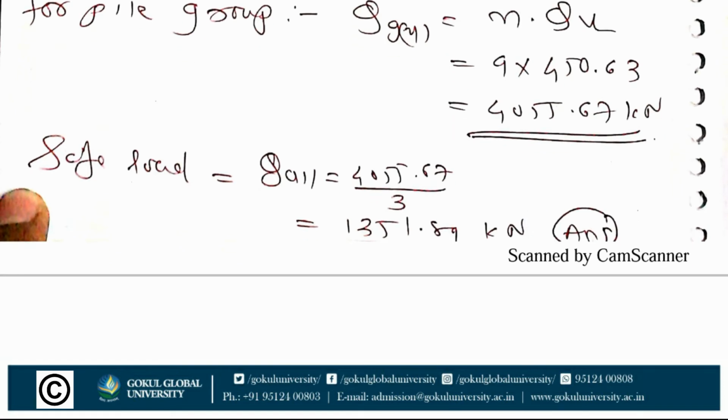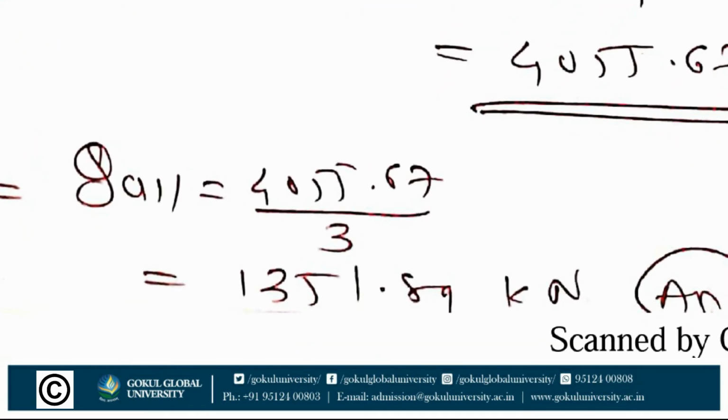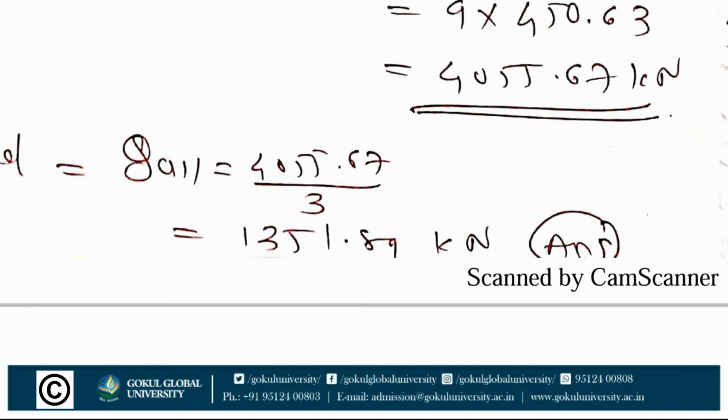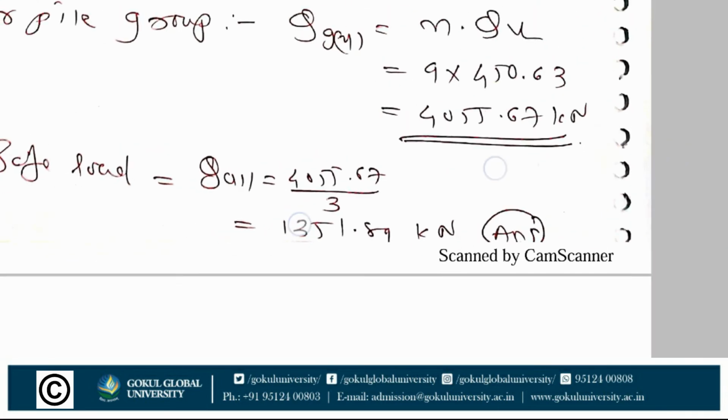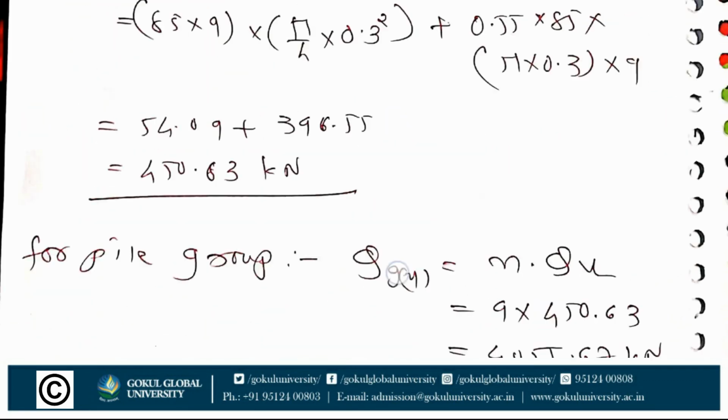So Q allowable is equal to 4055.67 kilonewton divided by factor of safety. The factor of safety is given 3. So Q allowable is equal to 4055.67 divided by 3, which is 1351.89 kilonewton. Your answer is 1351.89 kilonewton, the safe load on the pile group. This is how you can calculate block failure and individual pile failure.